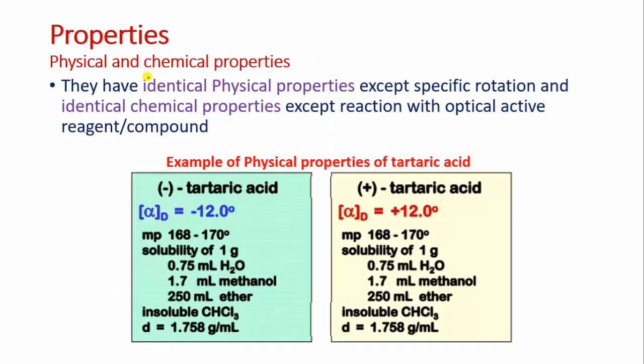Now, properties of enantiomers, physical and chemical. They have identical physical properties except specific rotation, and identical chemical properties except in reaction with optically active reagents and compounds. You can see here, this is the levo and this is the dextro. Melting point, solubility, and densities are the same in both enantiomers. The only difference is specific rotation.